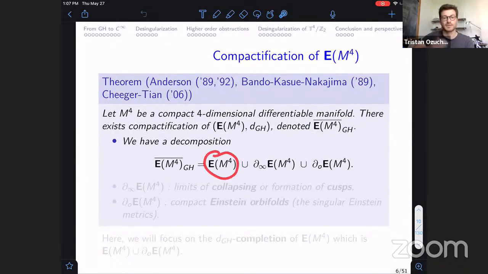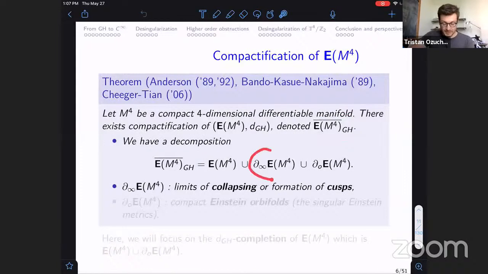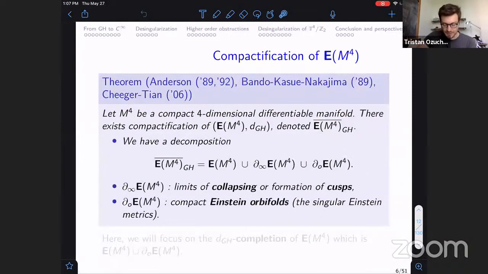So the first one is just our smooth Einstein metrics, nothing new here. Then we have these non-compact limits. Remember, I fixed the volume equal to 1, so when there is collapsing, the diameter goes to infinity. And these two types of degenerations are collapsing and cusp formation in some generalized sense in dimension 4. And we will mostly focus on this last part, which is the set of singular Einstein metrics.